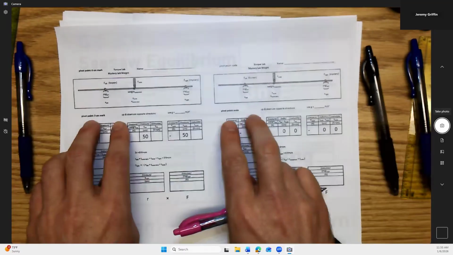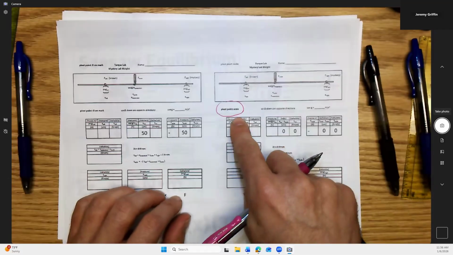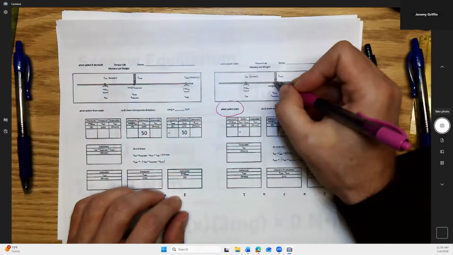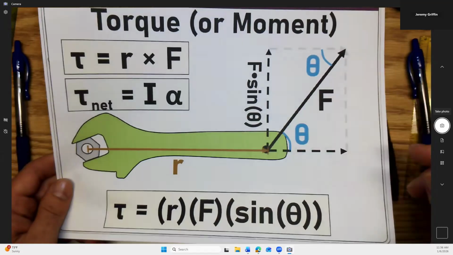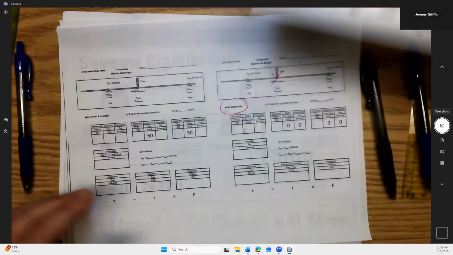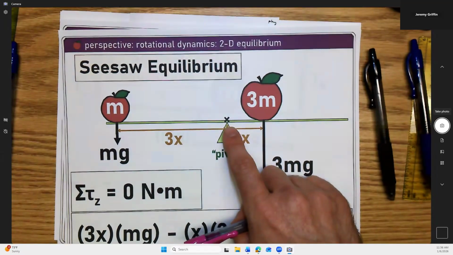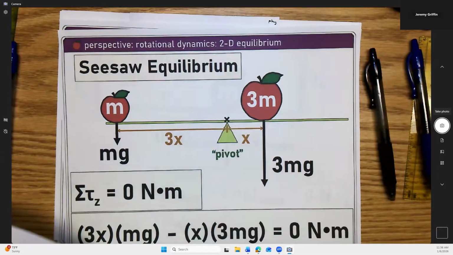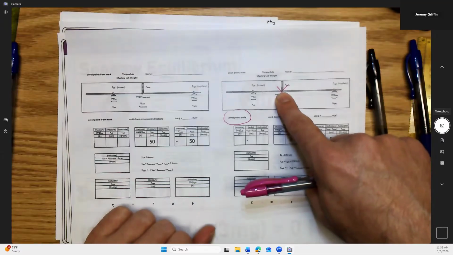Now, look at this setup right here. You guys see this says pivot point scale? So an interesting thing about torque is that technically you can sum the torque about any particular point. You don't necessarily have to pick this pivot point, even though it might be the most intuitive. So I'll start with this point because it is intuitive, but I'll show you later that you don't necessarily have to pick that point.